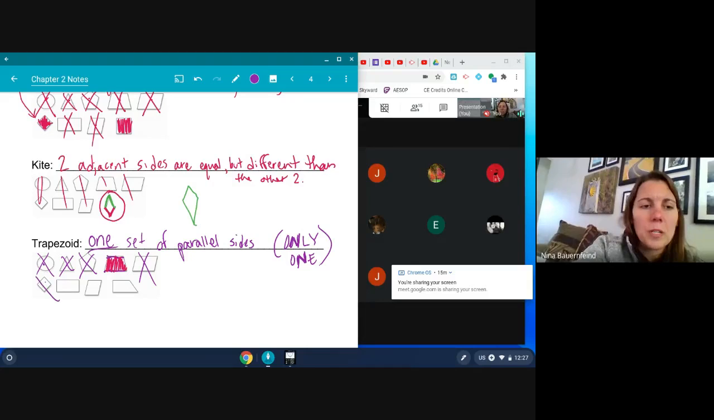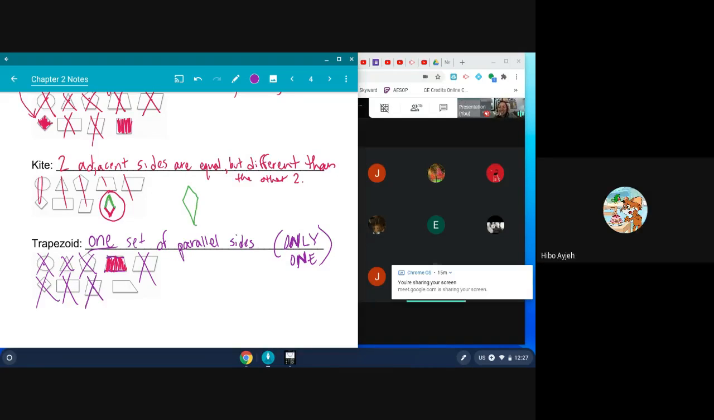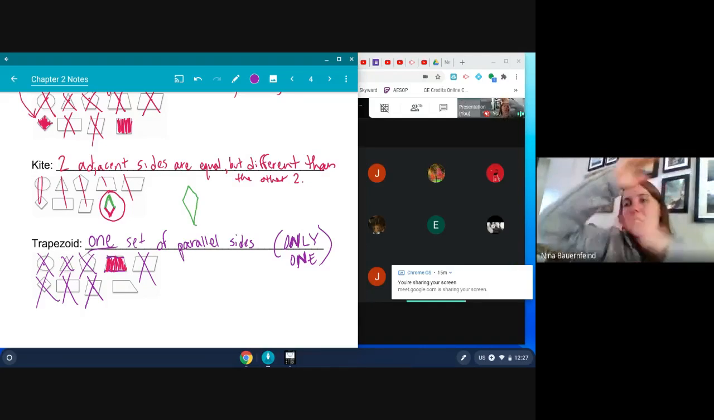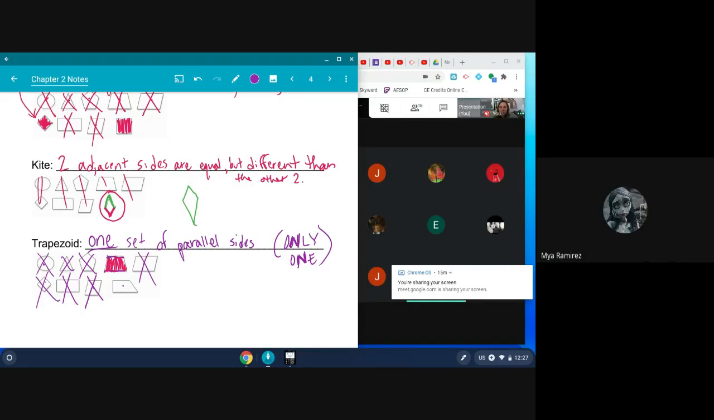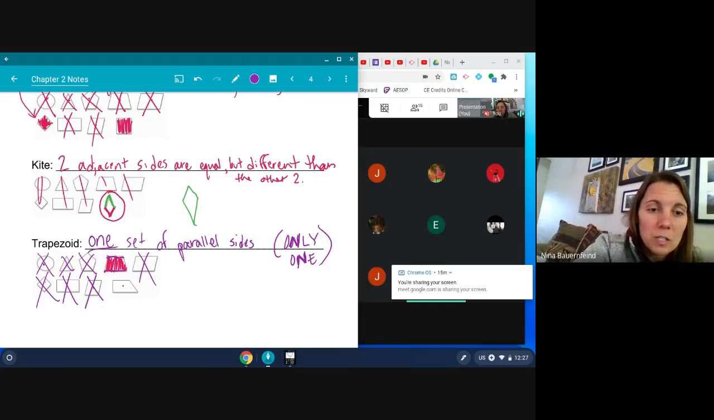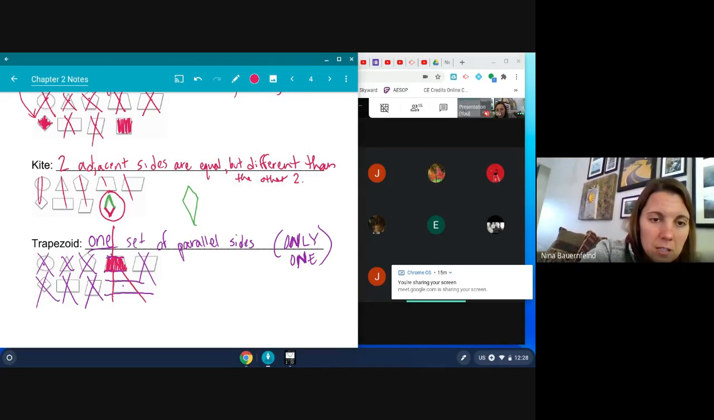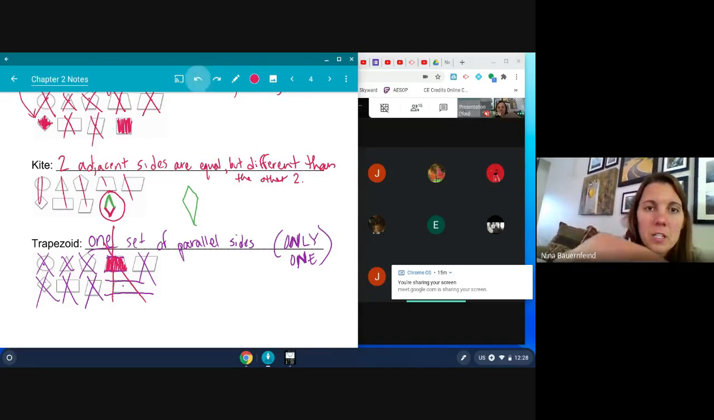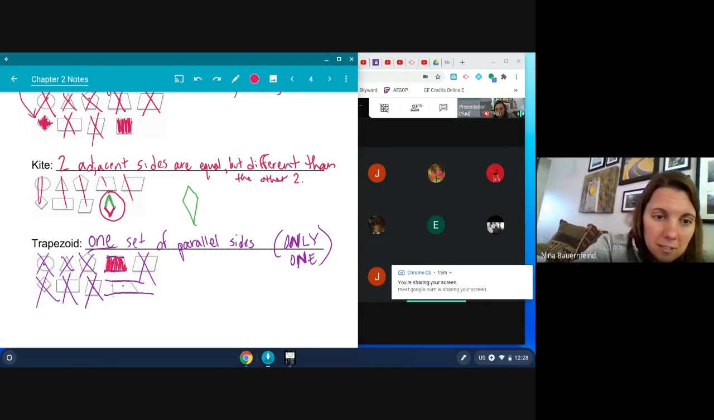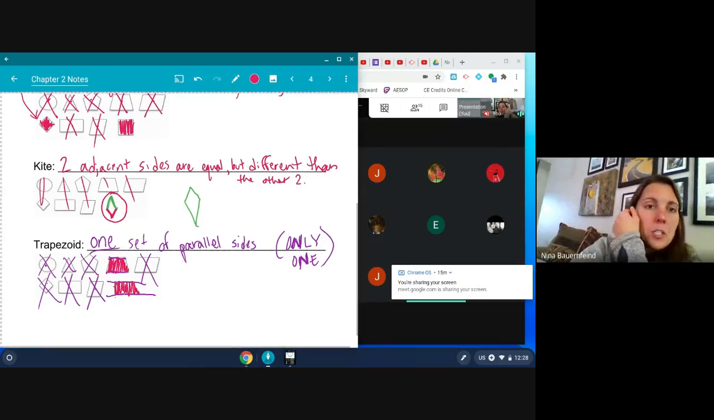No, because it has two sets. This one? No, it has two sets. This one? No, it has two sets. None of them will touch. How about this one? Yes. These guys will not touch, but these guys do touch. So since it only has one set, this is a trapezoid.